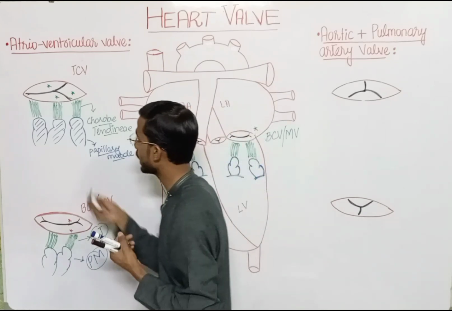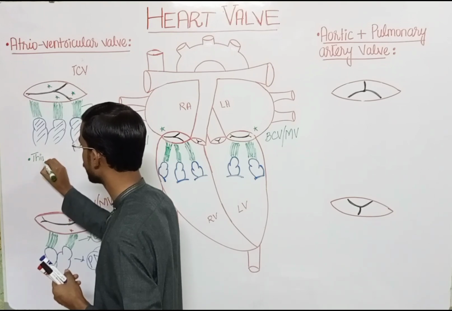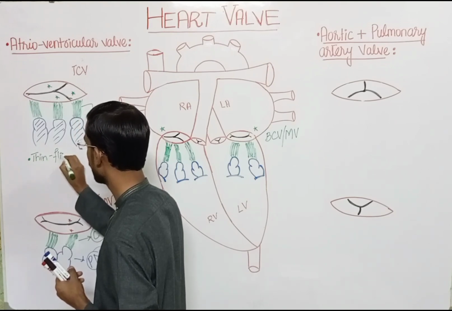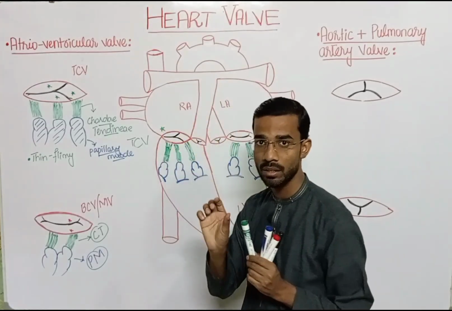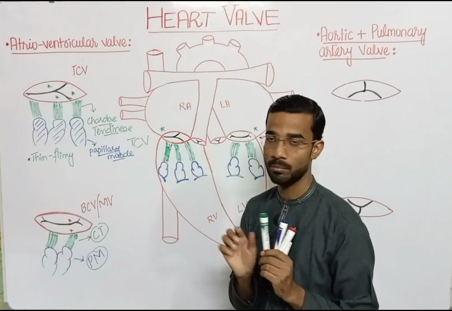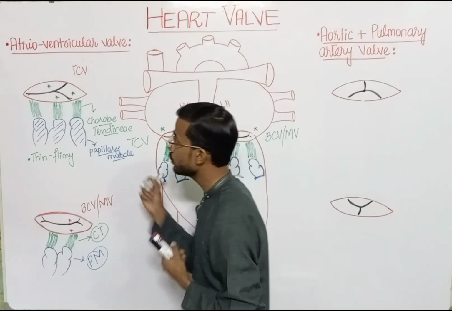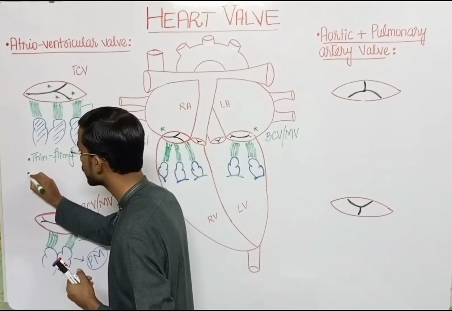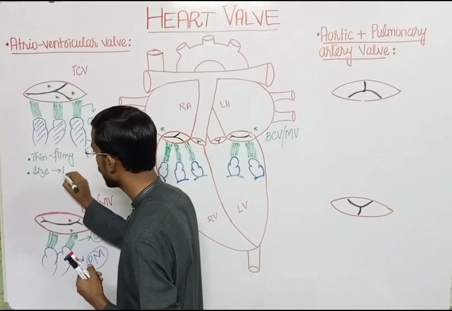If you see here, the tricuspid valve is thin and flimsy. This is case one. It is thin, flexible, a more flexible valve. And you see that the size of the valve is large.